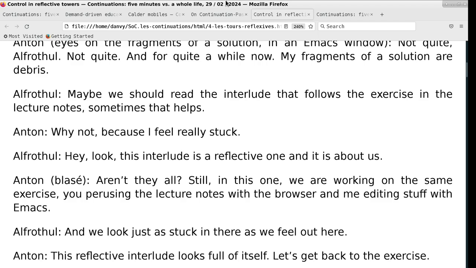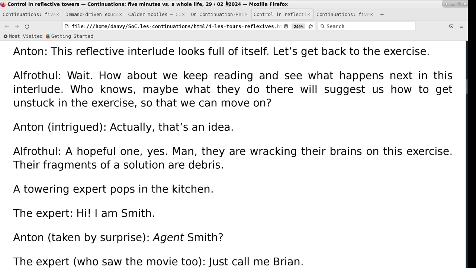Hey Lou, this interlude is reflective. One eye is about us. Aren't they all? Still, in this one we are working on the same exercise, you perusing the lecture notes with the browser and me editing stuff with Emacs. And we look just as stuck in there as we feel out here. This reflective interlude looks full of itself. Let's get back to the exercise.